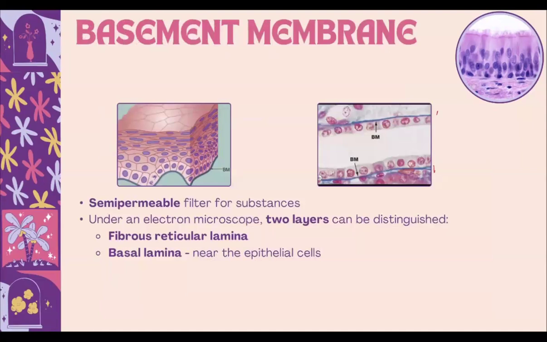Now, basement membranes under an electron microscope actually have two layers. They have a fibrous reticular layer and they have a basal lamina. The basal lamina is the one that's facing the cells. So let's say we have two layers. This is the epithelial cells. This is going to be the basal lamina. And then the one on the bottom is going to be the reticular lamina.